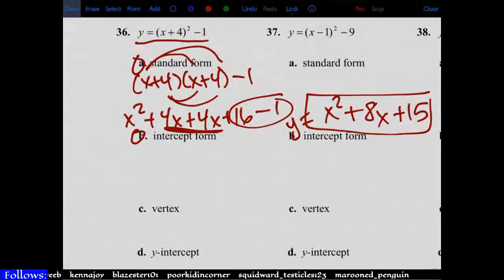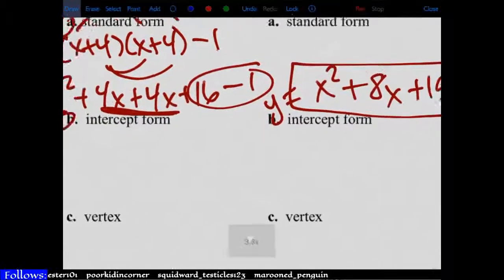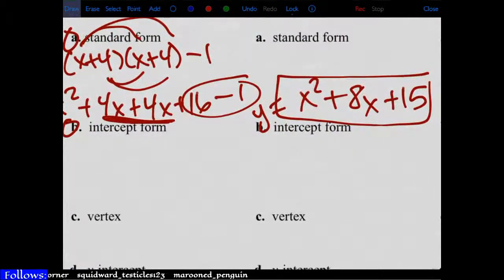So let's factor x squared plus 8x plus 15. So a is, and I'm doing it over here just because I don't have room. Hopefully you have a little more room than me. I have to write kind of big on this thing.